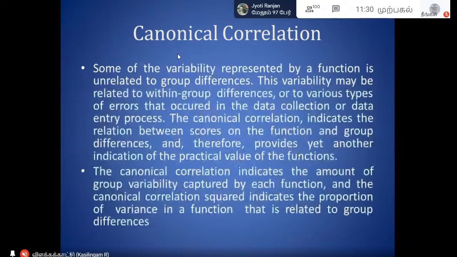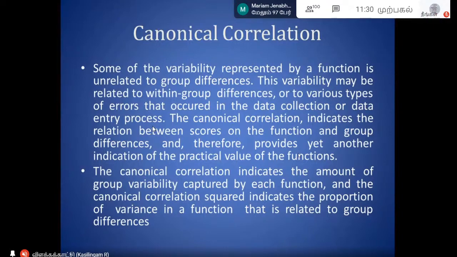All right. So now, what is the role of canonical correlation? The canonical correlation indicates the amount of group variability. See, the group variability is represented by the function, or unrelated to the group difference. It is represented by many unrelated variables. The variability may be within groups. We want to have group difference, but some of the variability might come from within group or because of errors in data.